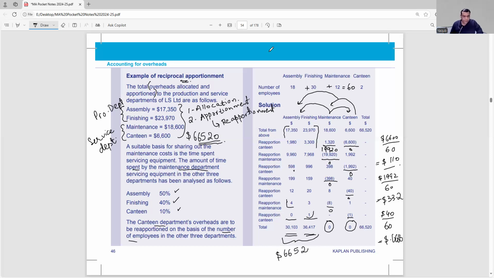If I have an MCQ in the actual exam dealing with the reapportionment method or step down method, how can I confirm that I am correct or incorrect? I can add up these to get the total. If it is the same as the total overheads, usually it means we are done correctly or our calculations are correct. So this whole process is called reciprocal method or repeated distribution method.